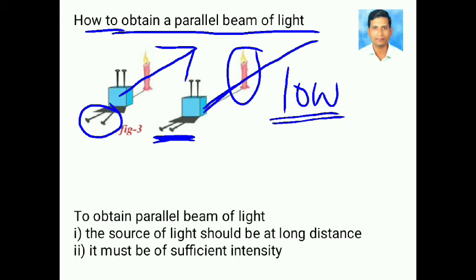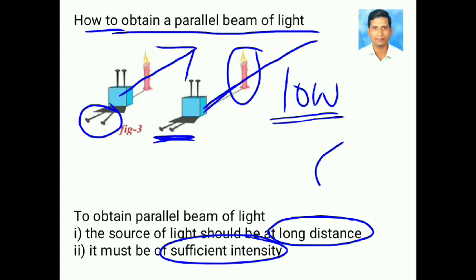So, to obtain a parallel beam of light, we must remember two points: that the source of light should be at a long distance and it must be of sufficient intensity. For example, the sun.